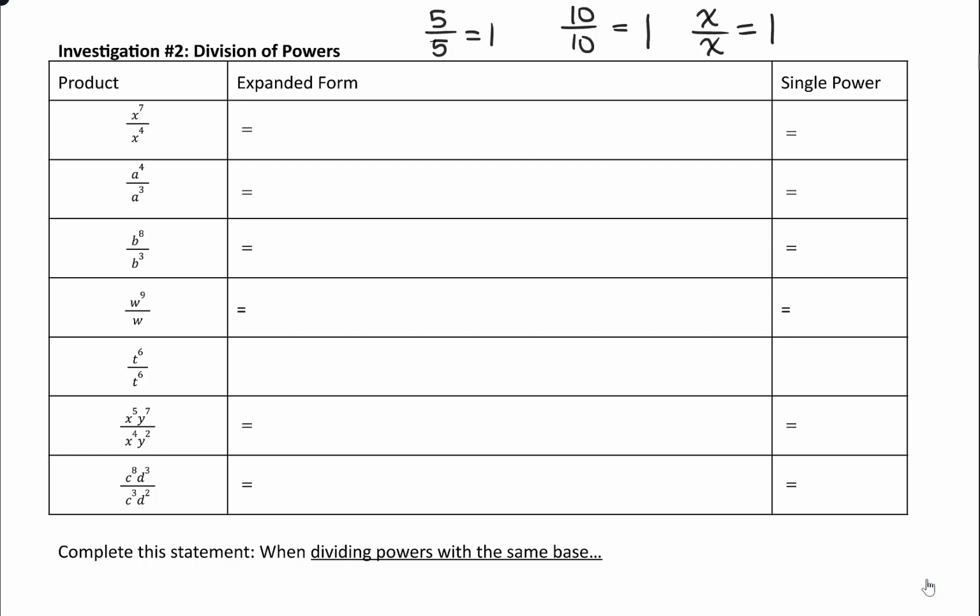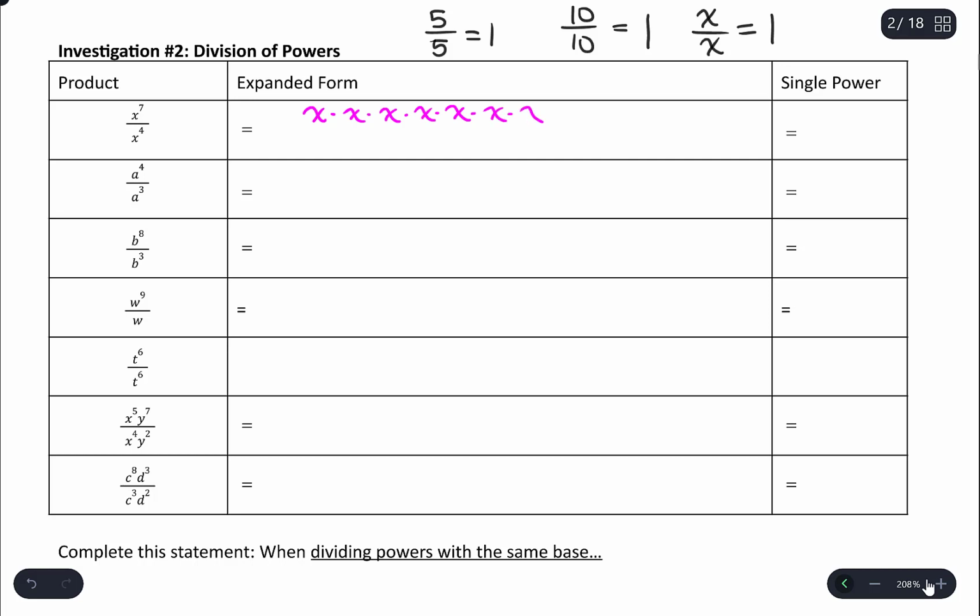Okay, so let's write out what x to the exponent 7 is. That's in our first example here. So we have x to the exponent 7, which means I have 7 x's. There's 3, 4, 5, 6, 7. And we're going to draw our giant division line, and we'll have 4 x's in the denominator. So you have x multiplied by x multiplied by x multiplied by x.